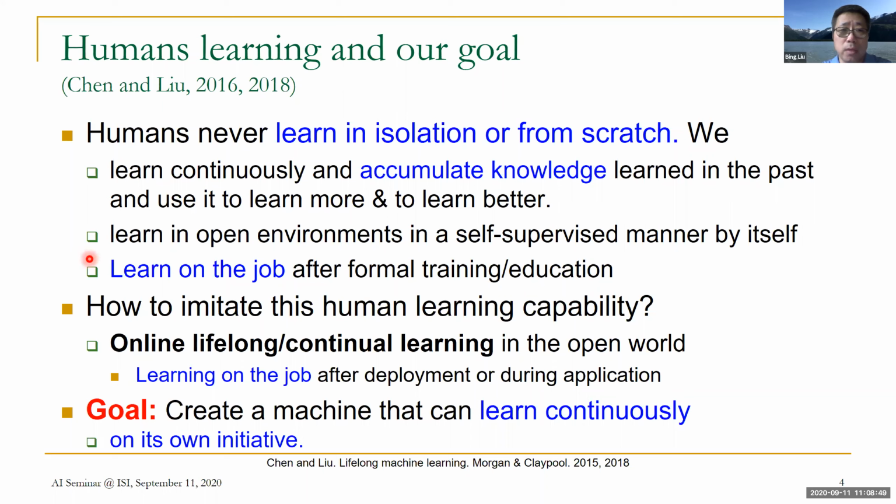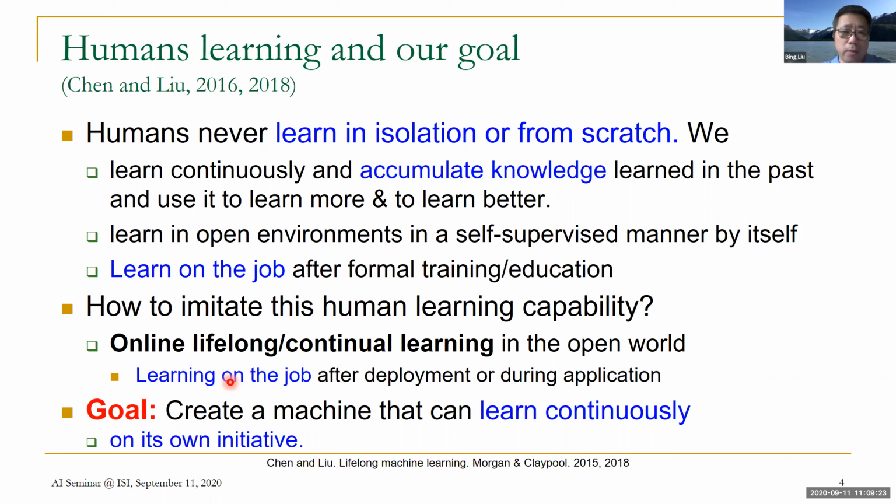That's essentially how we learn on the job, after the formal training. Human beings are very good at this. After our education in schools or universities, you go to work, and then you keep learning and get more and more knowledgeable. So our goal, of course, is to imitate this kind of human learning capability. We call it online, lifelong, or continual learning in the open world. Or we can simply say it is like learning on the job.